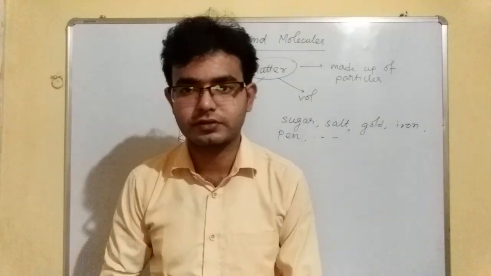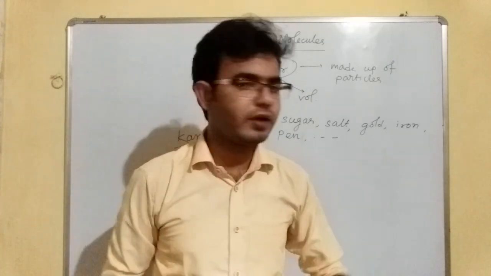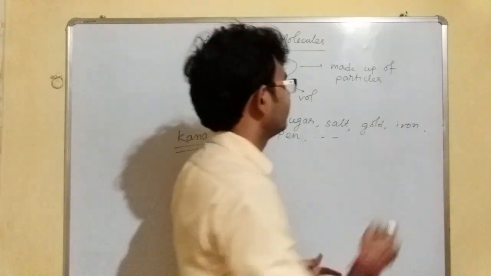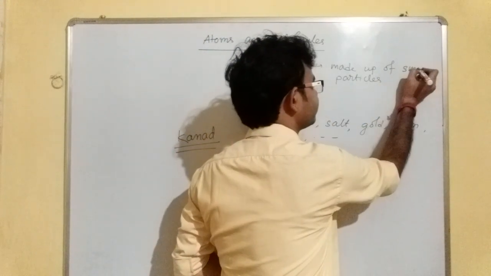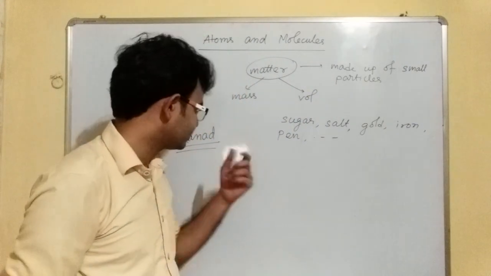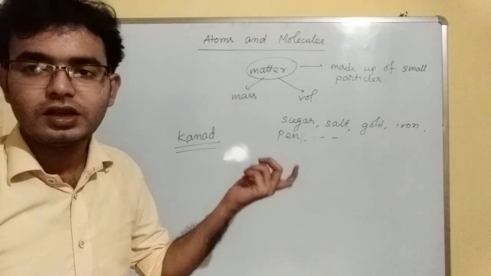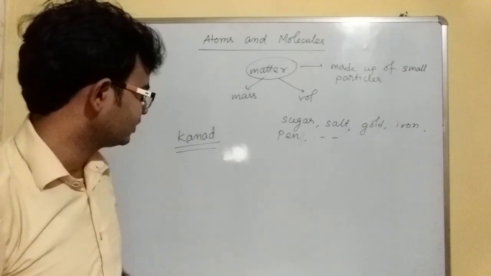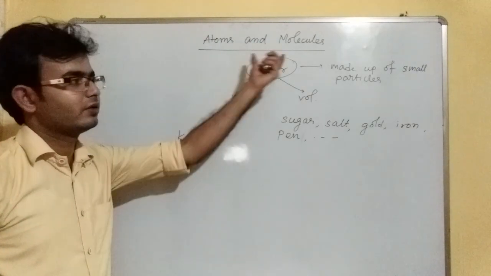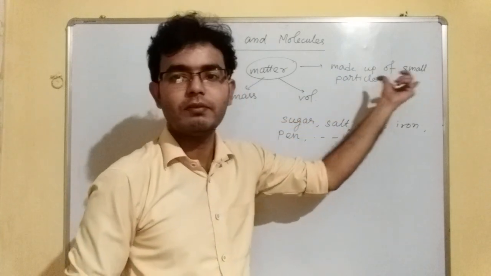It means that all the matter are made up of very small particles. It was a concept given by Kanat. He was the Indian philosopher. So I think now it is clear that according to Kanat, matter are made up of very small particles.